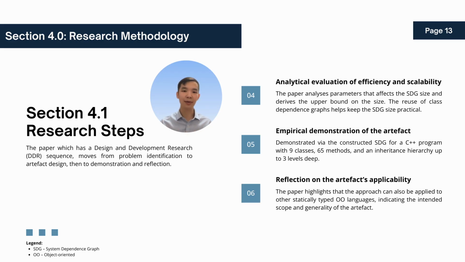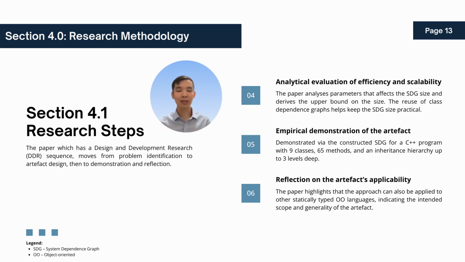And in the sixth step, as the paper closes, the sixth and final step, the authors reflect on the artifact's applicability. In fact, they also argue that the same approach is not limited to C++, but can also be applied to other statically typed OO languages, for example, Java, C#, or even Ada95. And what this allows is that it positions the work as a general framework for OO slicing rather than limiting it to a framework for a single language.